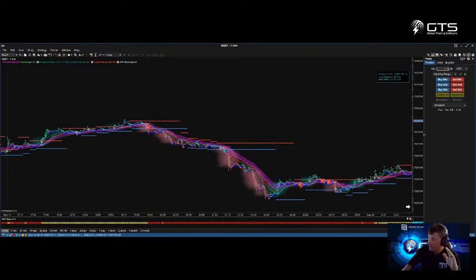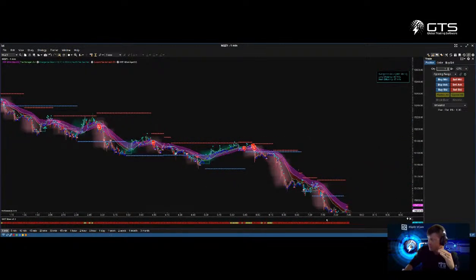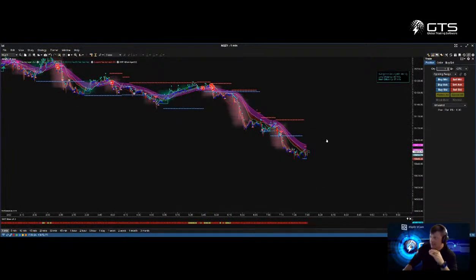So anyway, look, 315 on this entry. 315, a break of this support level right there. So we'll call it 313. Good grief. I mean, this is ridiculous. Absolutely crazy.